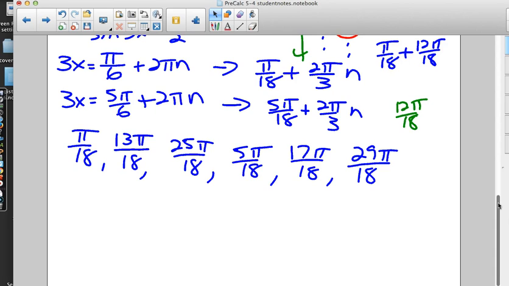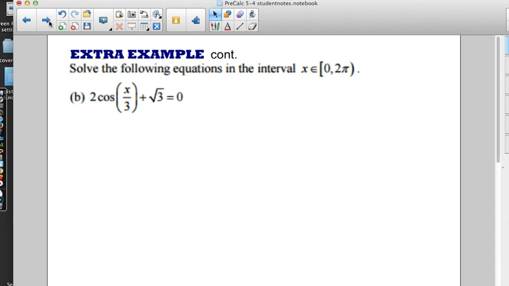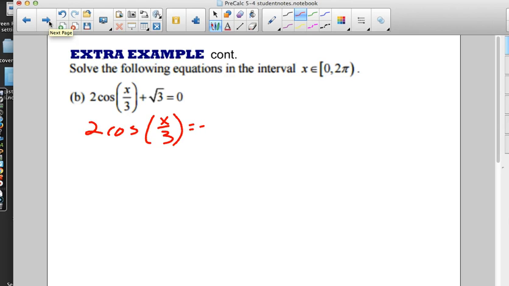So now, that one right there. Based on what we did on the last one, what do you think we should try here? Subtract the square root of 3? Okay, let's give it a try. Divide by 2? Now, I can't help it.